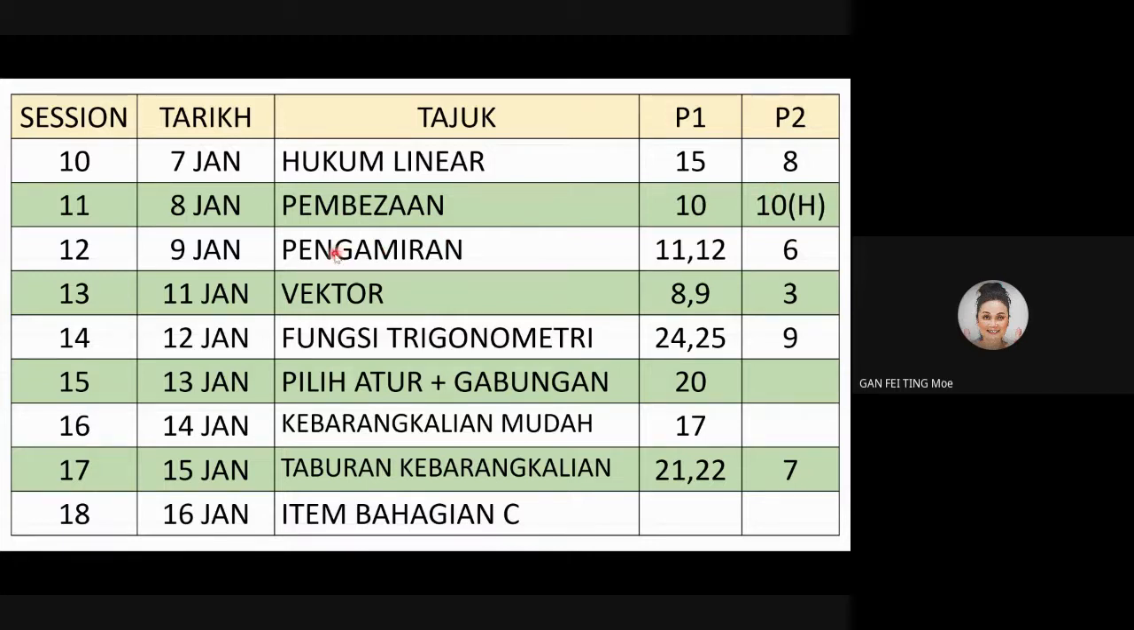Right, and then this is pengamiran, integration, question 11 and 12, and paper 2, question 6, followed by vector. Oh, sorry, I placed the differentiation and the integration together because they come one after another. Then followed by vector, trigonometric function, permutation and combination, keberangkalian, this is probability. Okay, and then taburan keberangkalian, this is probability distribution.